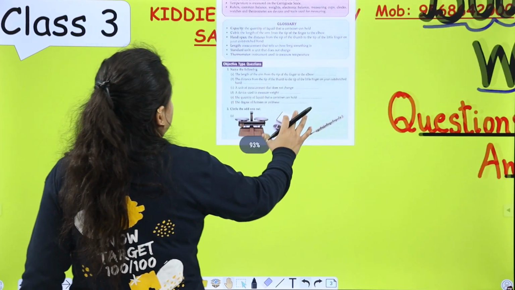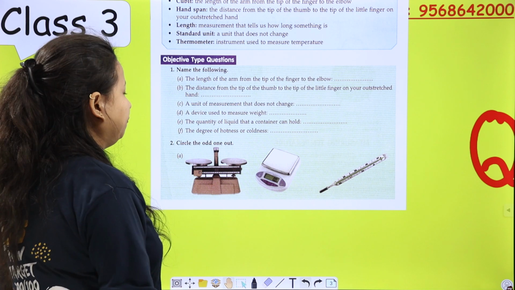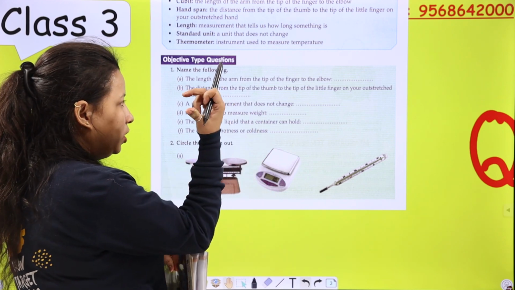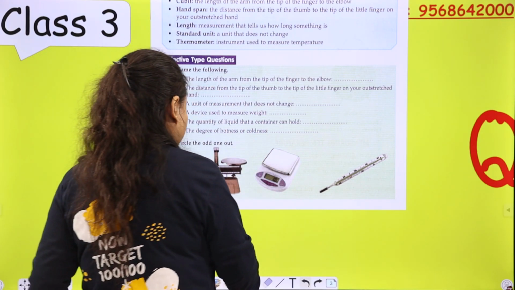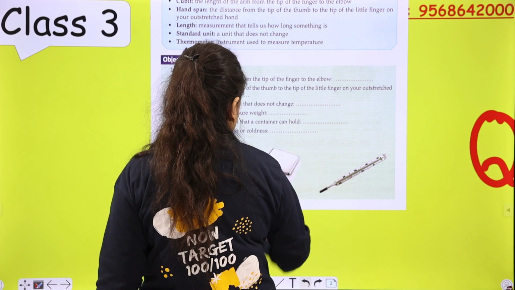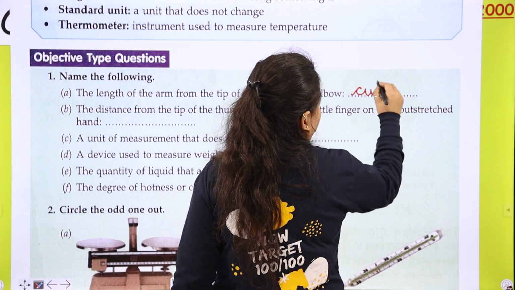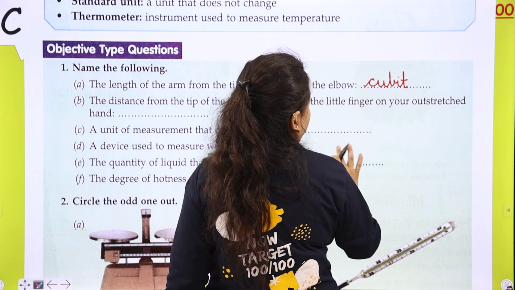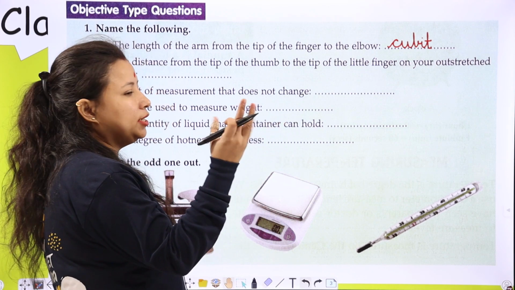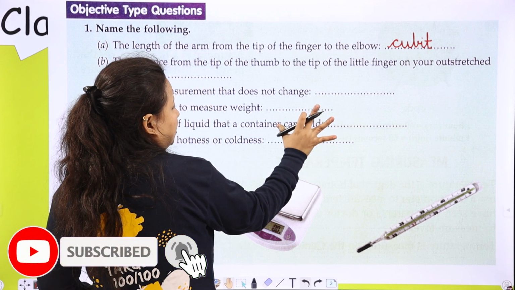First is name the following: the length of the arm from the tip of the finger to the elbow. So the answer is cubit. Second is the distance from the tip of the thumb to the tip of the little finger on your outstretched hand. So this is hand span.